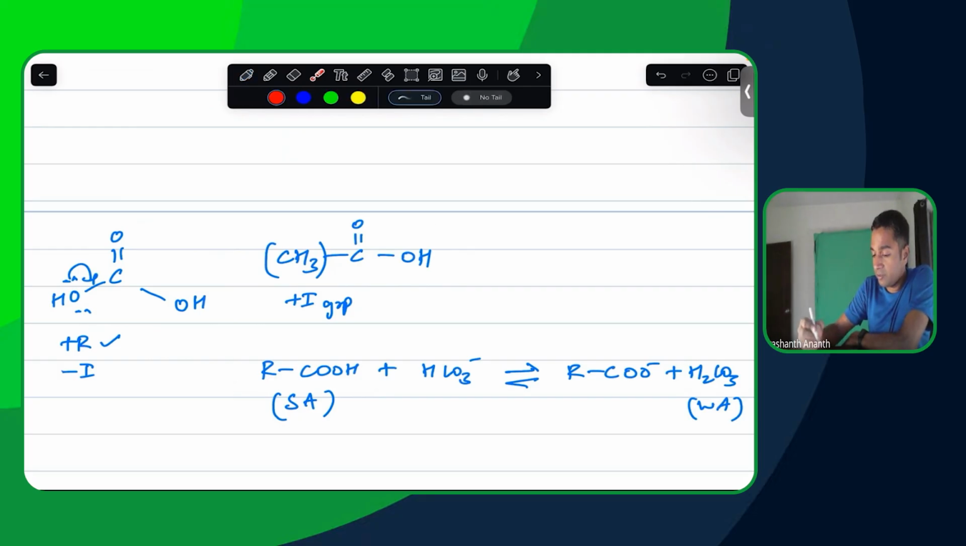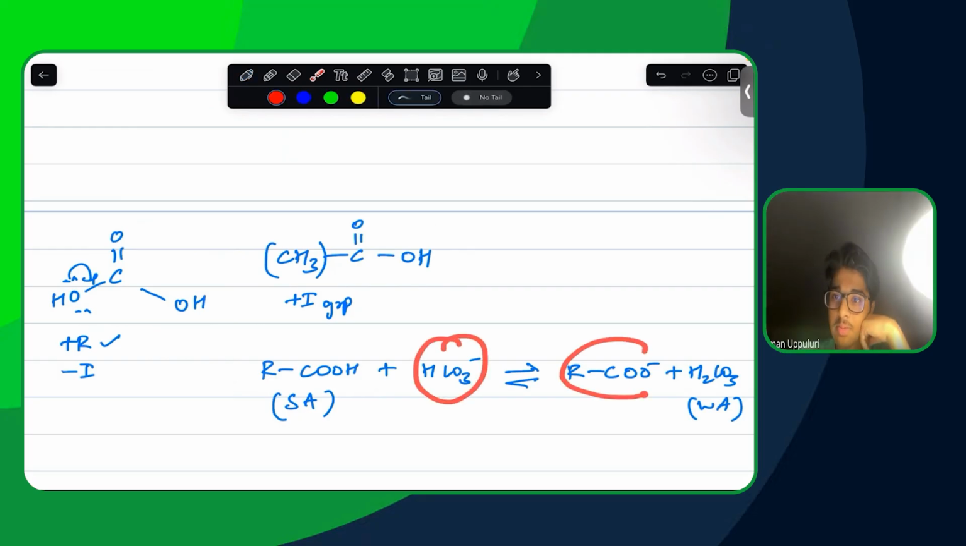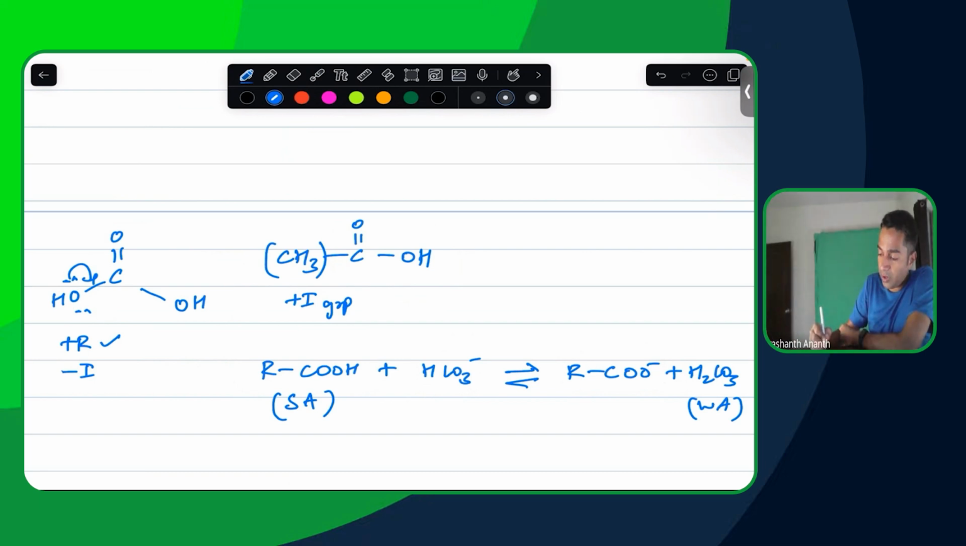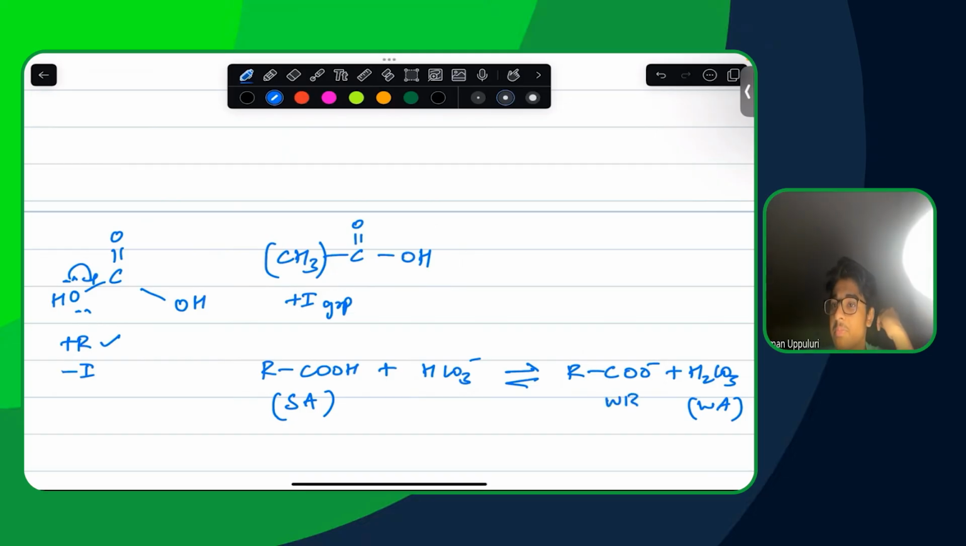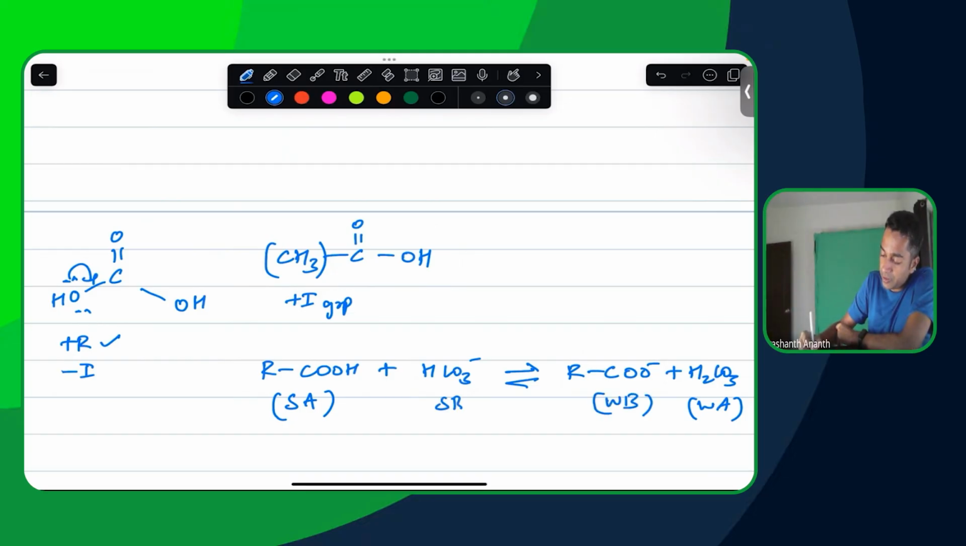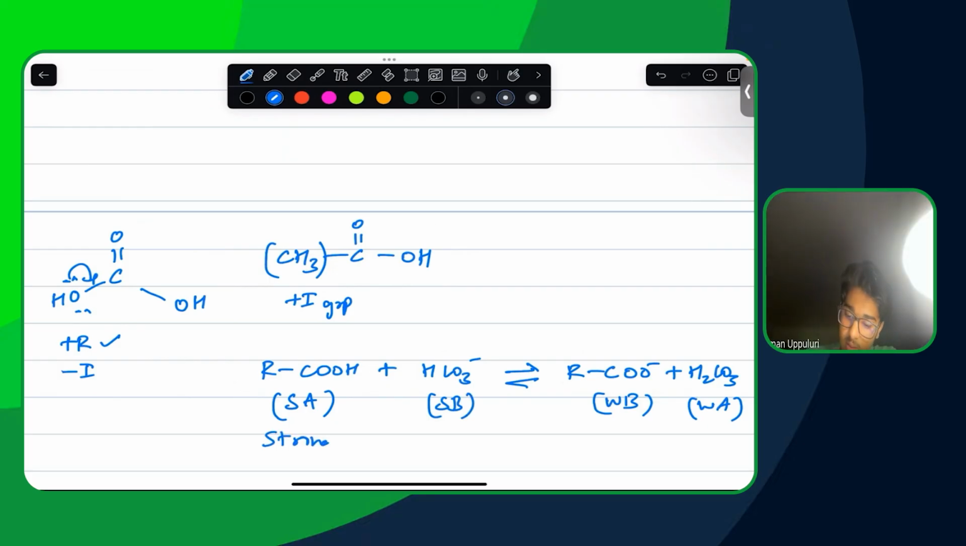Which are my bases here? HCO3 minus and RCO minus, correct? It should be the conjugate, right? Conjugate of the weaker acid will be stronger. RCOH is the stronger acid now, so RCO minus is the weaker base. So this is going to be the stronger base. This is not strong acid, strong base, but stronger, relatively.